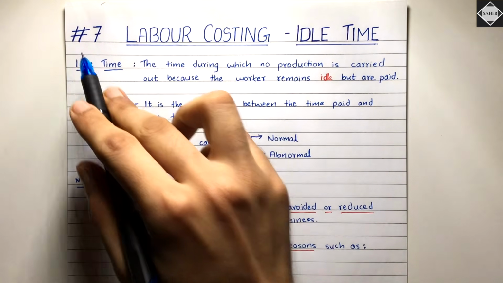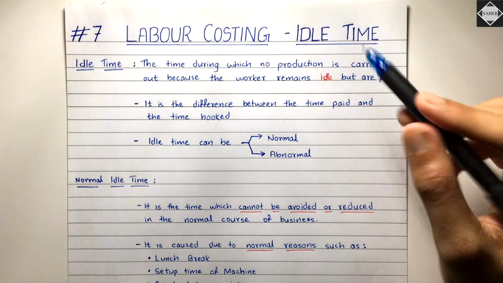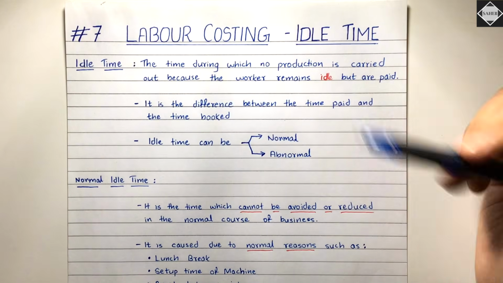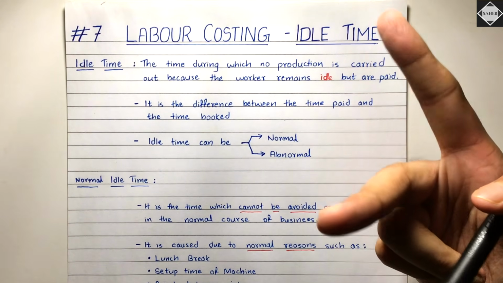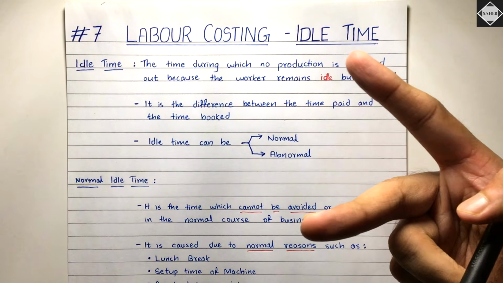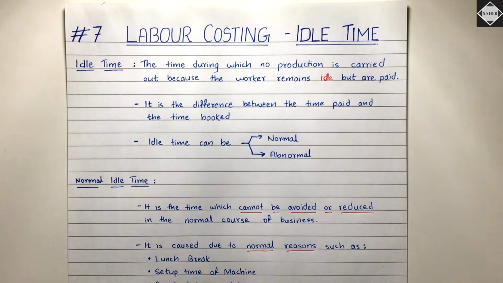Today in the 7th video of the labor costing chapter, we are going to understand the new topic of this chapter, that is called idle time. Broadly, we have two types of idle time in this chapter, normal idle time and abnormal idle time. Both the things we are going to completely understand properly: how are they costed and what is their treatment in cost accounting?